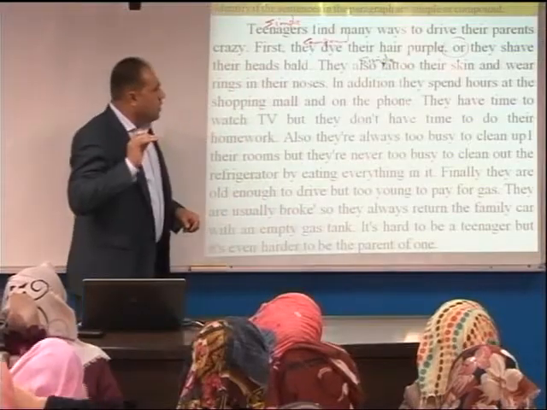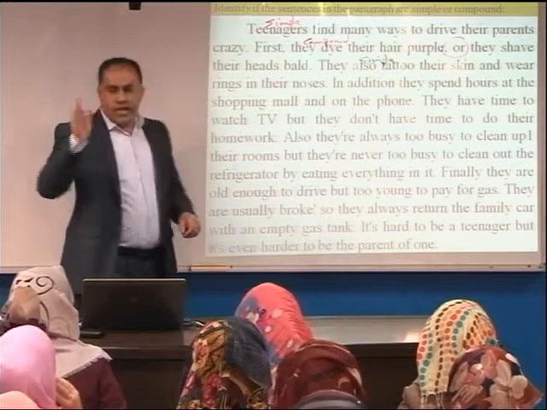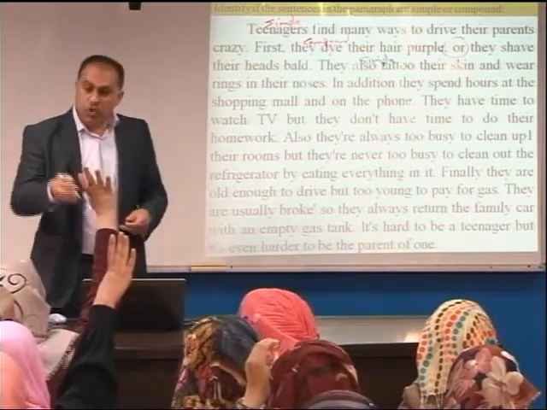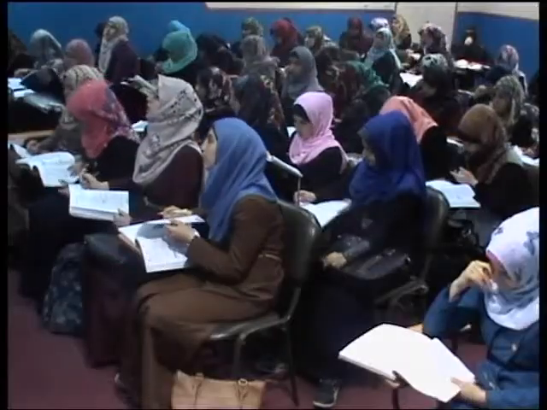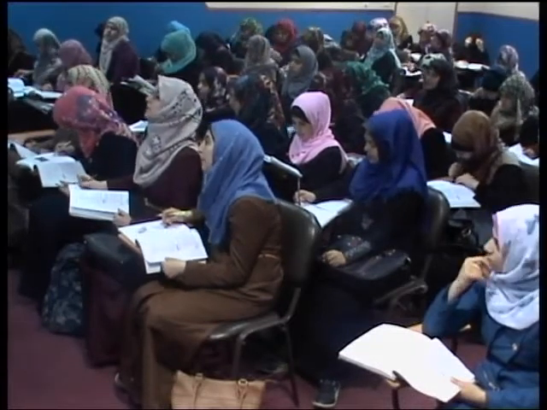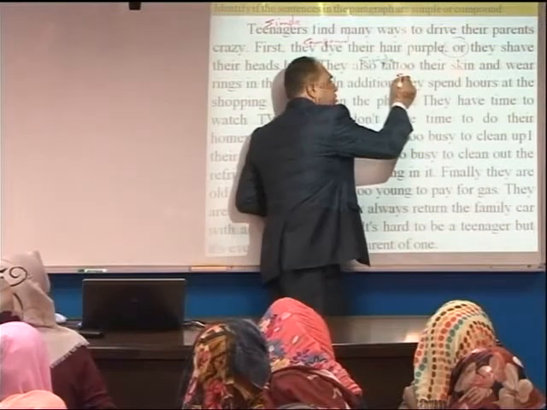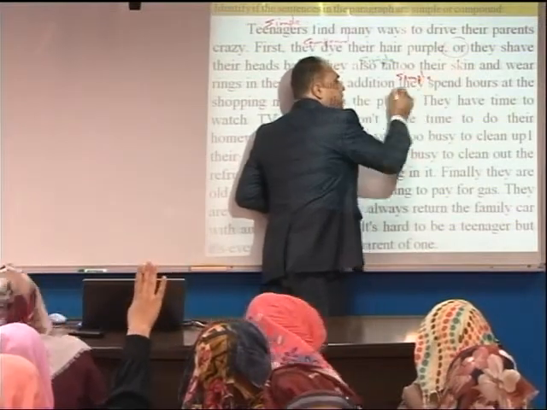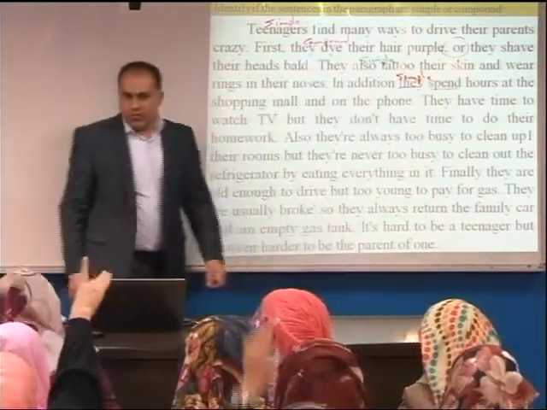They tattoo and wear, SVV. Very nice. Number four. Yes, please. In addition, they spend hours at the shopping mall and on the phone. It's a simple sentence. Again, it's a simple sentence structure. Very nice. With an SV. They spend, the subject verb.